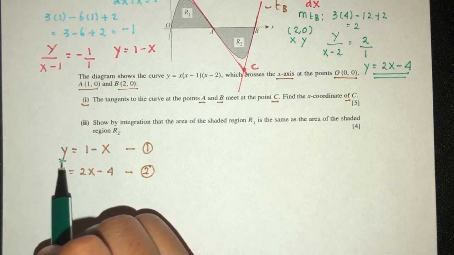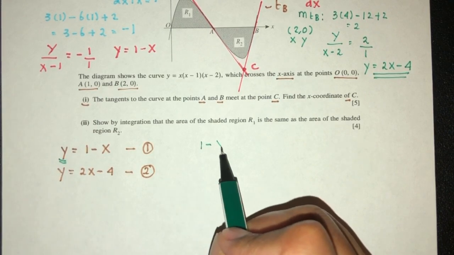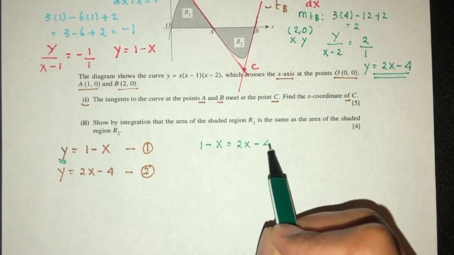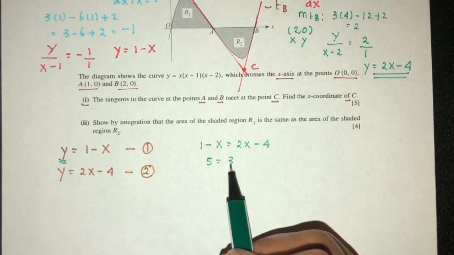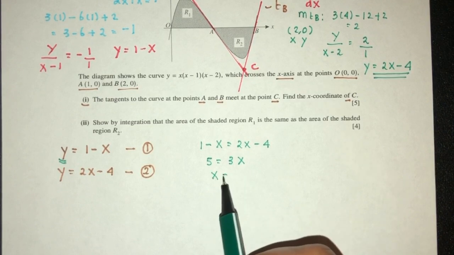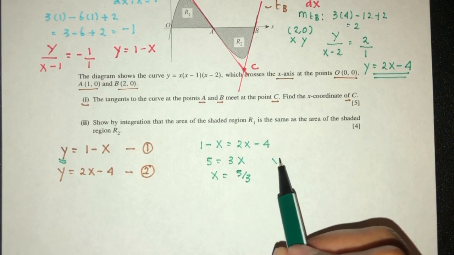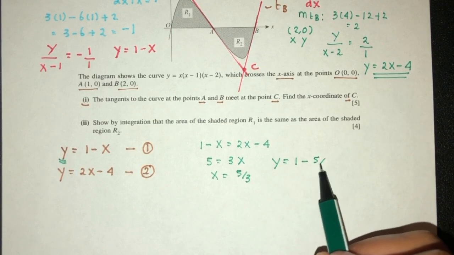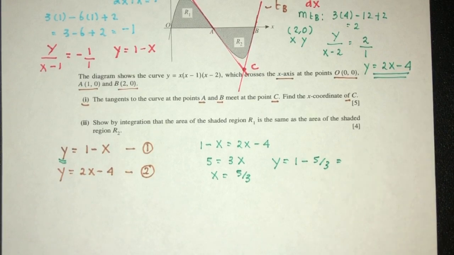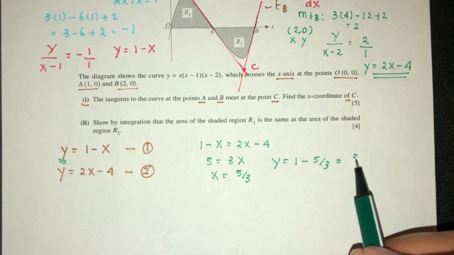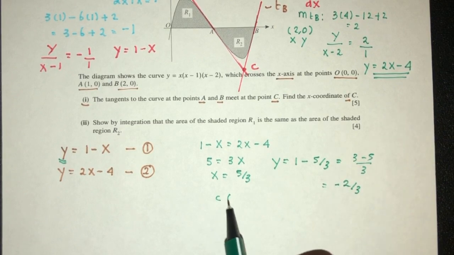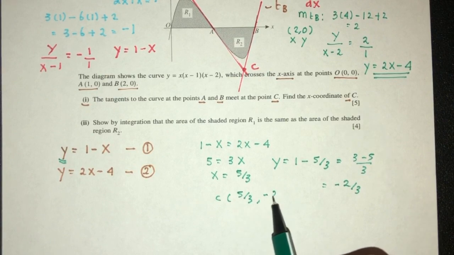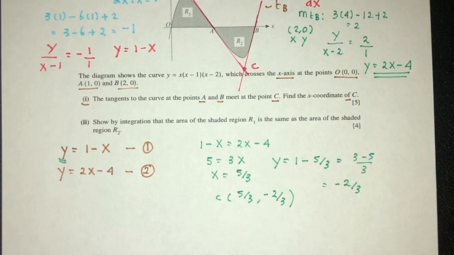Here we have y as subject already. Replace in this y, you will have 1 minus x equals 2x minus 4. Send this over here, you will have 5 equals 3x. x will be 5 over 3. y should be 1 minus 5 over 3, and that will be what? That should be 3 minus 5 over 3, which is minus 2 over 3. The point C will be (5/3, minus 2/3). Okay, so that should be the value that we have for this point.